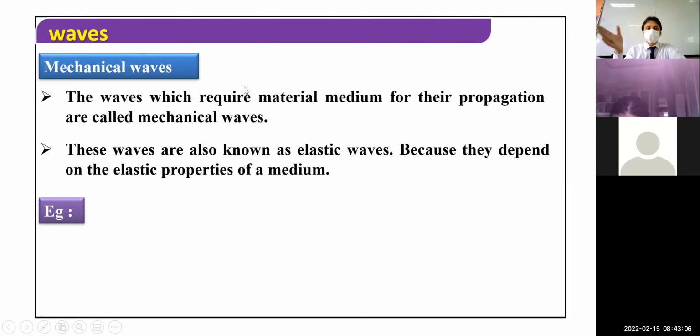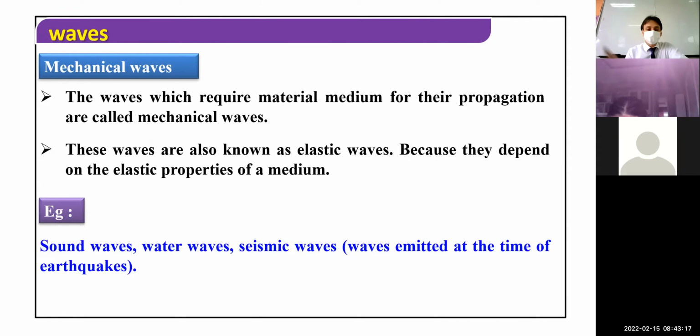Elastic properties means that the particles of the medium oscillate back and forth and up and down, and they return to their position. Only energy is transferred. Examples of mechanical waves, children: sound waves. The second half of this chapter is about sound waves. A sound wave is an example of a mechanical wave, which requires a medium.